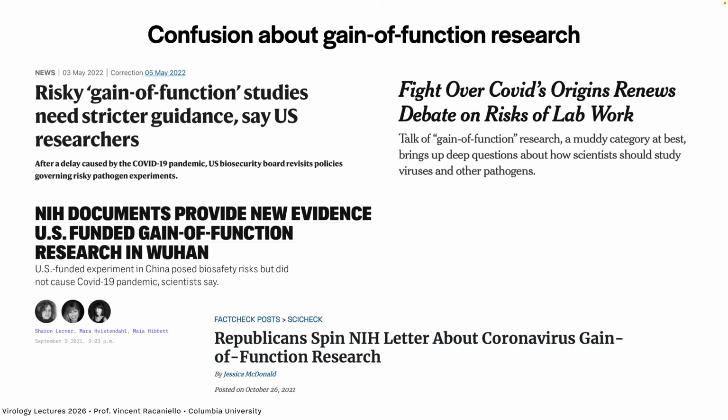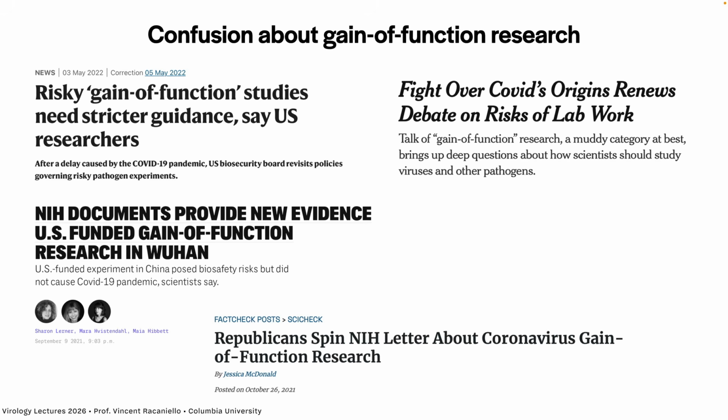But the upside is that now gain of function is in the headlines. Risky gain of function studies. So all of a sudden, people doing gain of function are doing risky gain of function, when I just told you it's not the goal. "Fight over COVID origins renews debate on risks of lab work. Talk of gain of function research, a muddy category at best." No, it's not muddy at all. It's very precise. I just showed it to you on one slide. Was that muddy?